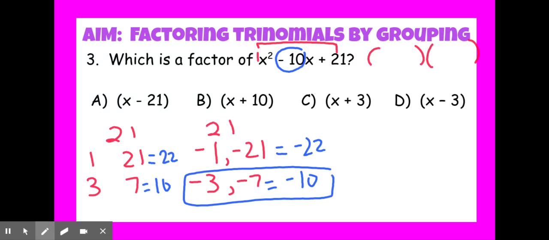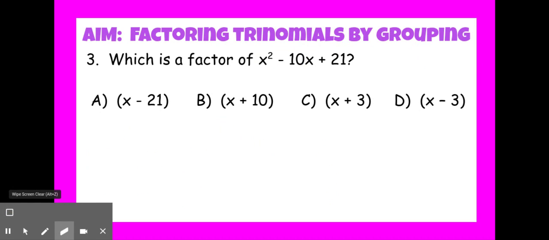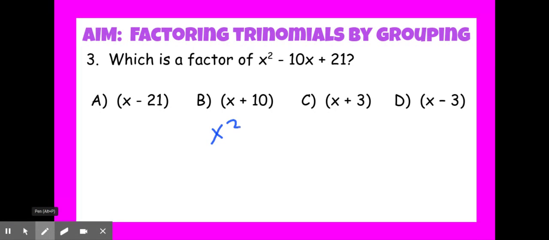All right, now on to the grouping. I'm going to have to erase this because I don't have enough room. So now what we're going to do is rewrite it: x squared minus 10x plus 21.